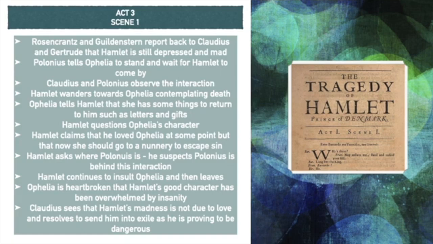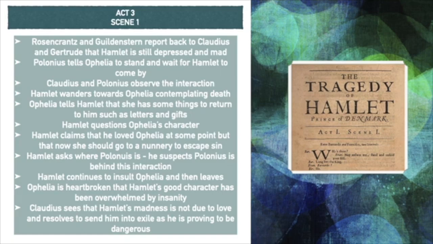Ophelia is heartbroken that Hamlet's good character has been overwhelmed by insanity. And here we can start asking ourselves the question of, is Hamlet's madness really fake? Like he said in Act 1 that he was going to act crazy in order to enact this revenge, or has it really overwhelmed him now? Has it really truly become him because of how he acts towards Ophelia? So is he truly mad, or is he still putting on this act? It's ambiguous, and that's for us to figure out and decide what evidence there is to prove whichever stance we are going to be trying to prove in an essay or in a contextual question.